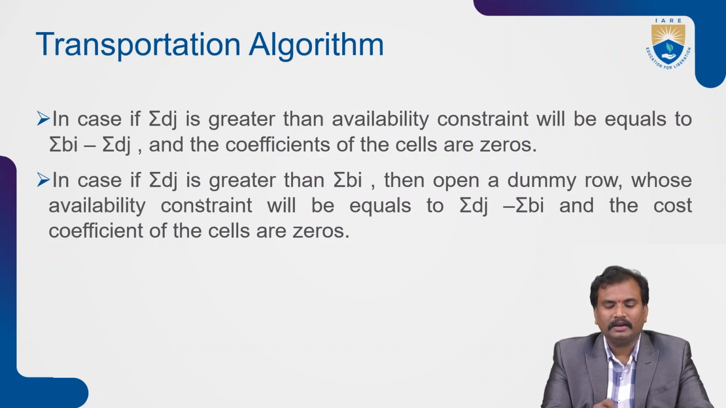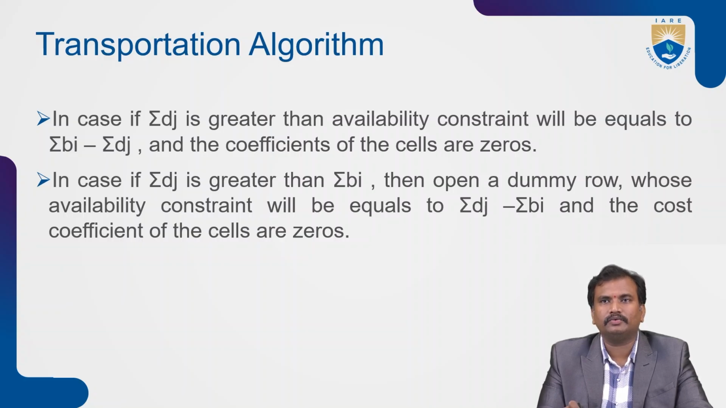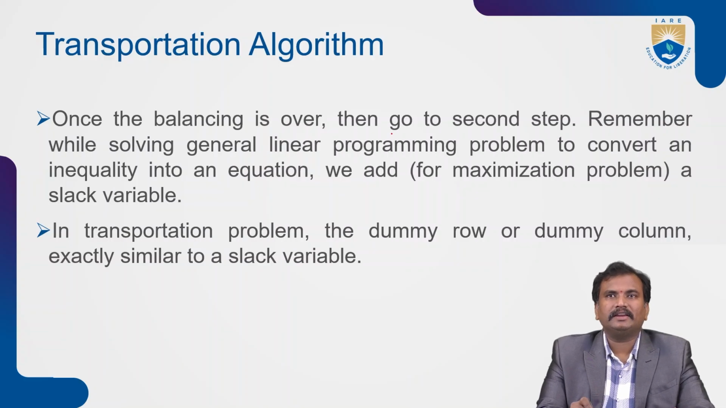In case summation of dj is greater than summation of bi, then open a dummy row whose availability constraint will equal summation of dj minus summation of bi, and the cost coefficients of the cells are zeros. Once the balancing is over, we go to the second step.